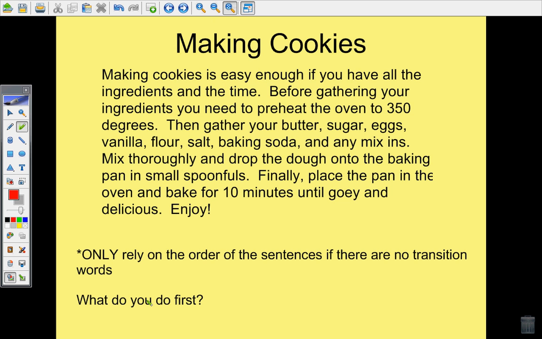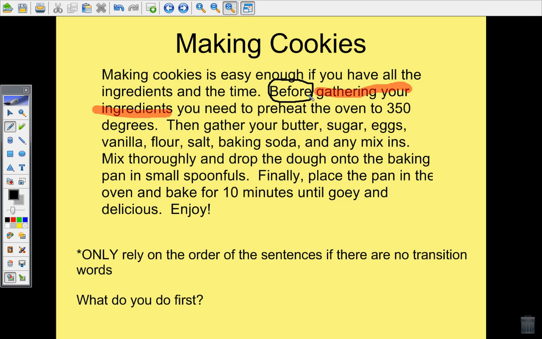So this is saying, what do I do first? If I'm not paying attention to transition words, I might just look right here and say, okay, gather your ingredients. That's the very first thing I do, the end. But that's really not the very first thing I do, because if you pay close attention, notice right here we have a transition word, which means the author may have played around with the ideas. So we need to pay attention to that word.